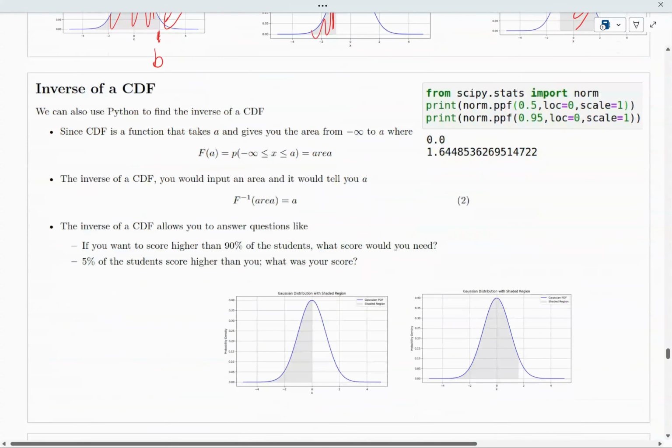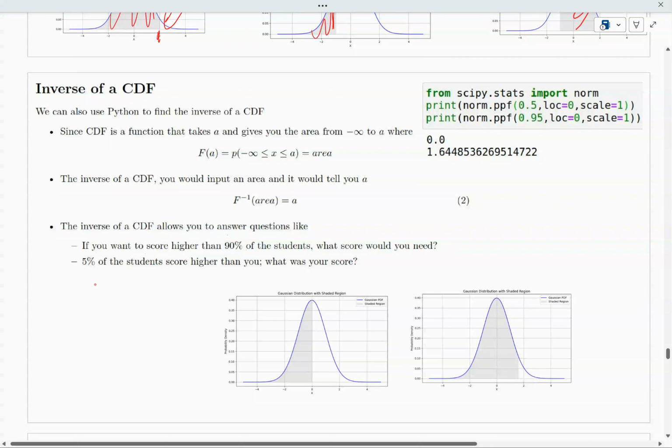But what if you want to do the opposite? What if you know the probability and you want to find a location? That would be called the inverse. You might be wondering what kind of questions we can answer with that. The inverse CDF allows us to answer questions like, if you want to score higher than 90% of the students on the SAT, then what score would you need?